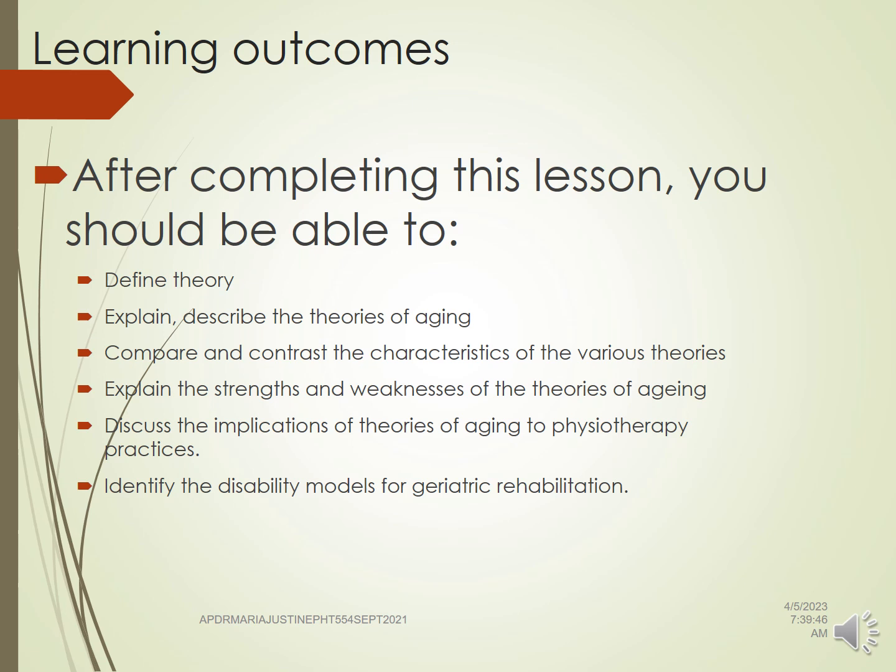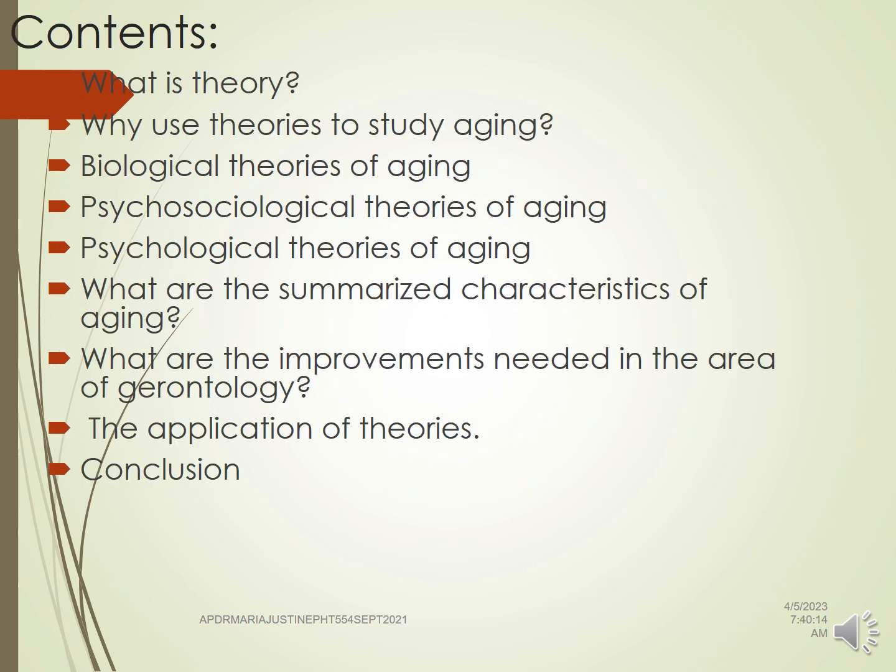So, at the end of this lesson, you should be able to define theory, describe the theories of aging, compare and contrast the characteristics of the various theories, explain the strengths and weaknesses of the theories of aging, and discuss the implications of theories of aging to physiotherapy practices. And the second part of this lecture, you should be able to identify the disability models for geriatric rehabilitation. So these are the contents of this lecture.